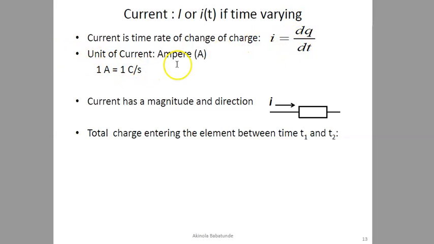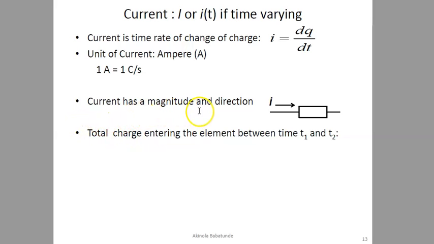The unit of current is ampere, spelled just like you see here, and then represented with A. 1 ampere is equal to 1 coulomb per second. Charge is measured in coulomb, and then time is measured in seconds. So we have 1 ampere is equal to 1 coulomb per second.